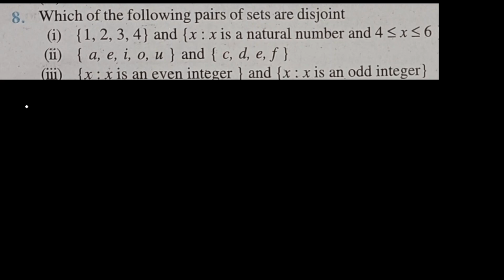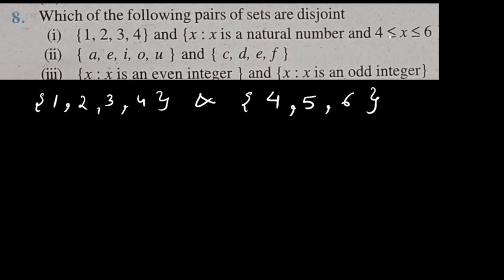Okay, so for this, both the sets' elements should be clearly visible. So the first set's elements are 1, 2, 3, 4. If I write the elements of the second set, x is a natural number such that x is greater than or equal to 4, so 4 we have to include, 5 also, and 6 also, such that x is greater than or equal to 4 and less than or equal to 6. Now let's find their intersection. Let's say this is set A and this is set B.